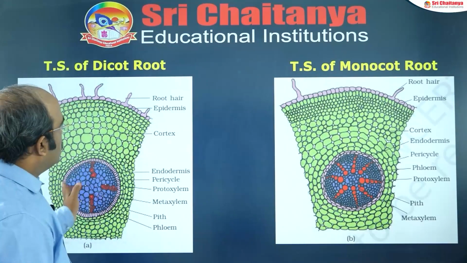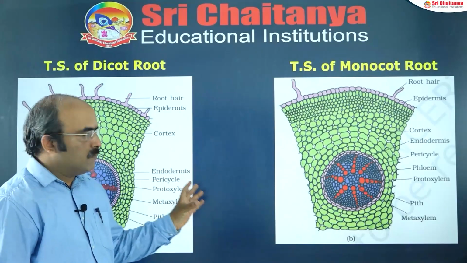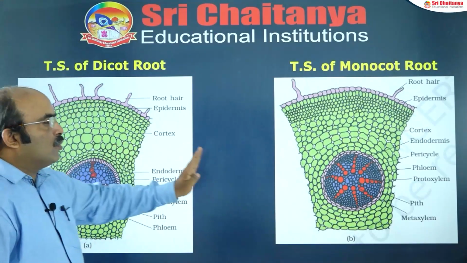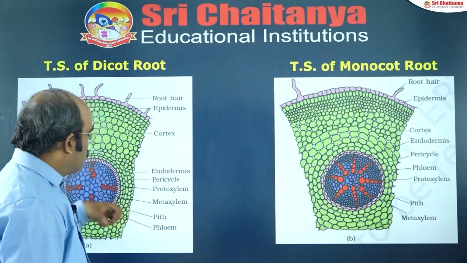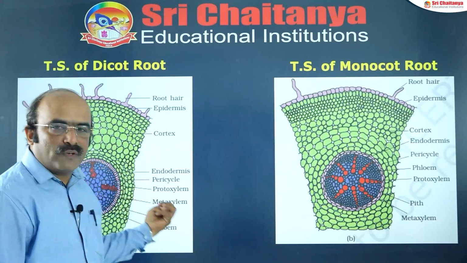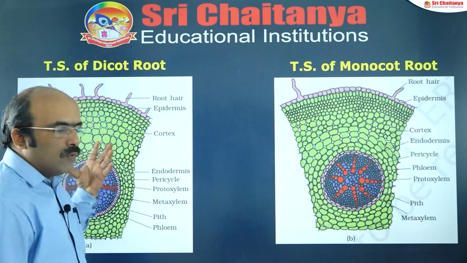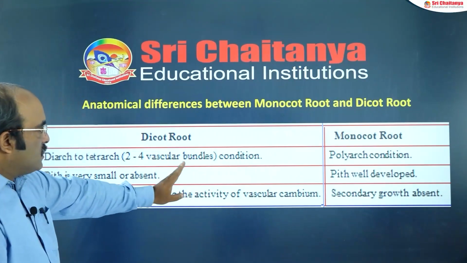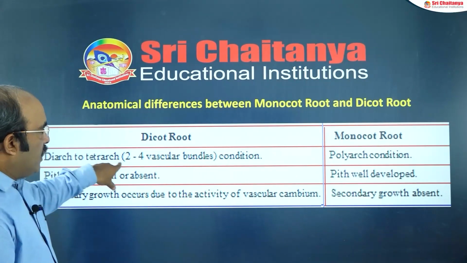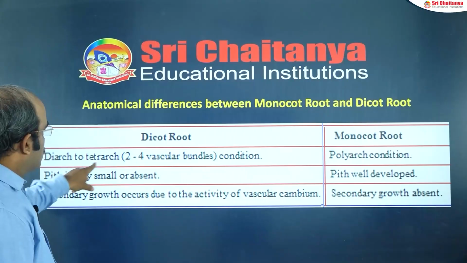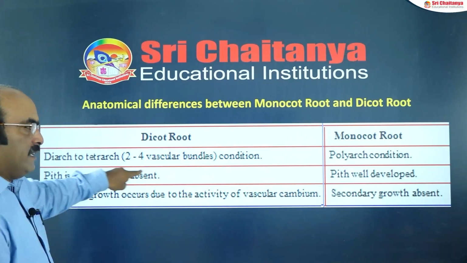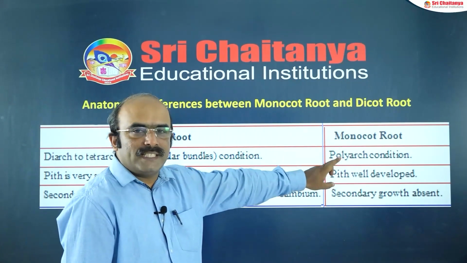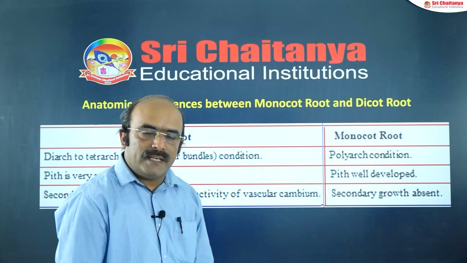Now, if you see the main differential points between dicot root and monocot root, the difference comes with respect to the number of xylem strands and also the secondary growth, which are listed here as differences. You could see in dicot root, the number of xylem strands is 2 to 4, diarch to tetrarch, whereas in monocot it is more than 6, therefore you call it the polyarch condition.